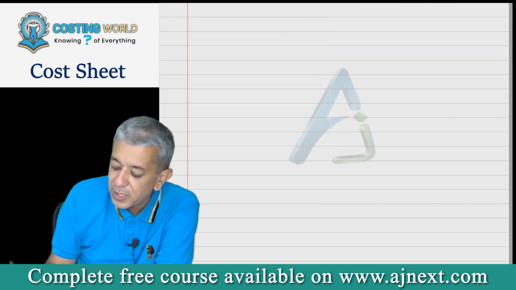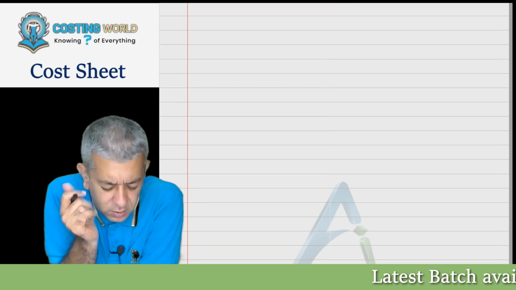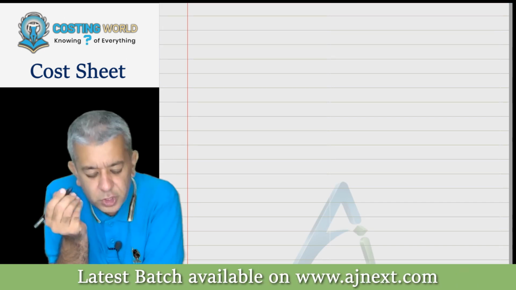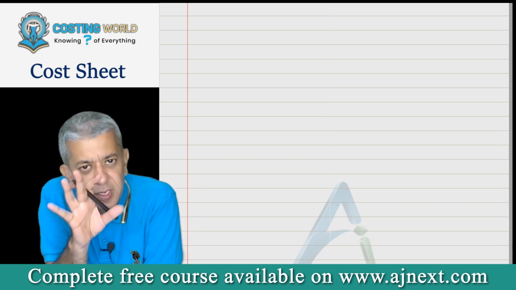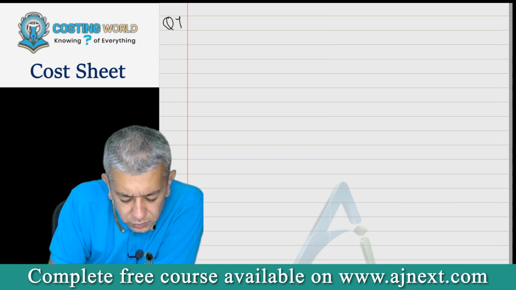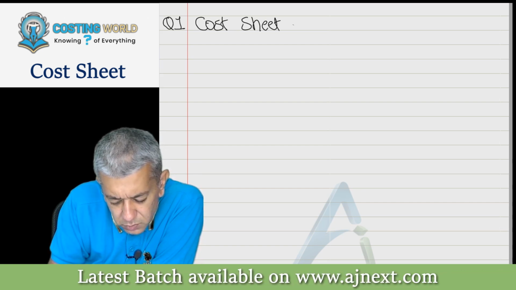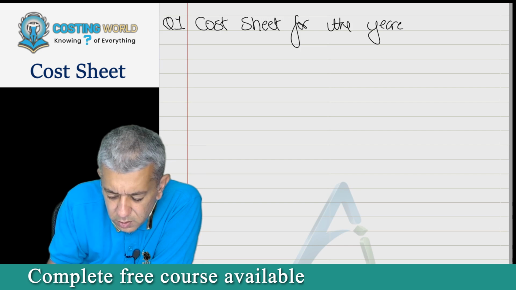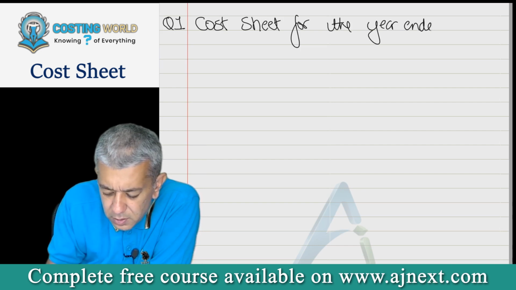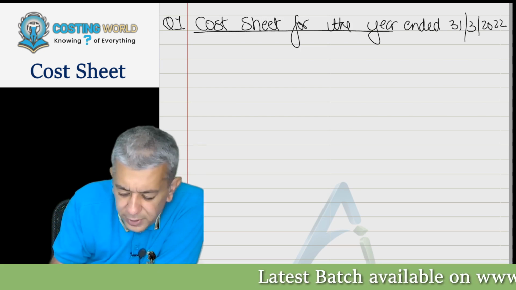Okay, take a fresh new page, give the title Chapter number 6A, if yesterday you all had not given. Give the title Chapter number 6A, cost sheet. There is nothing else to be written, so do not leave any pages or anything. Now, cost sheet for the year ended 31st March 2022.